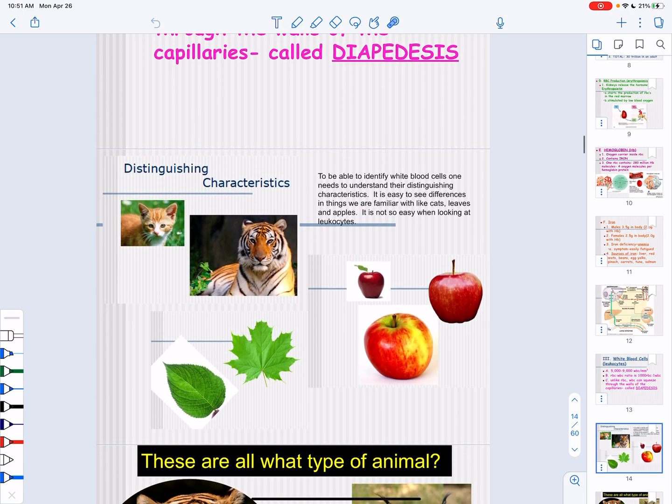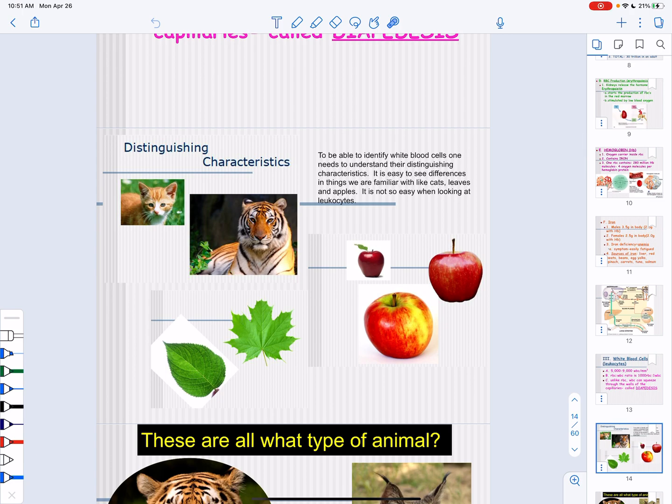Now, when we start looking at white blood cells, they get kind of confusing. If I look at these two cats right here, I think you can figure out which one is the house cat and which one is a tiger, okay? I put apples up because apples come in such a variety of looks and appearances these days. If you're eating a Granny Smith apple, that's a green apple. If you're eating a Honeycrisp apple, there's some yellow on it. If you're eating a red Delicious apple, all of these apples have different looks, okay?